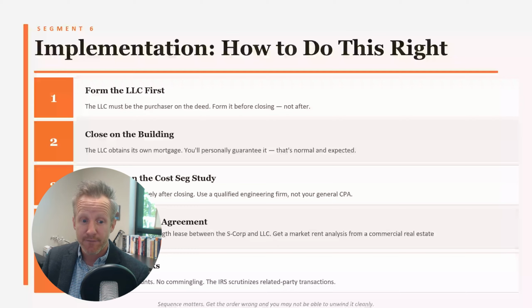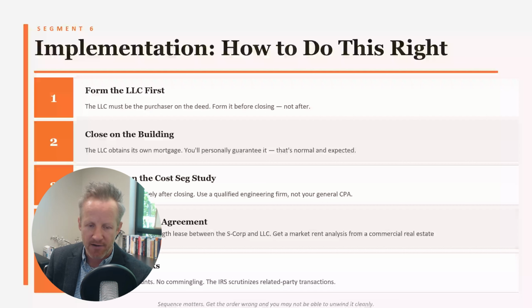And this should be a formal written arm's length lease agreement between the S-Corp that owns the dental practice and the LLC that owns the building. And you should get a market rent analysis from a commercial real estate broker. Again, pay a little bit of money to get something that you can file away and that will back your decision on what your rent is.